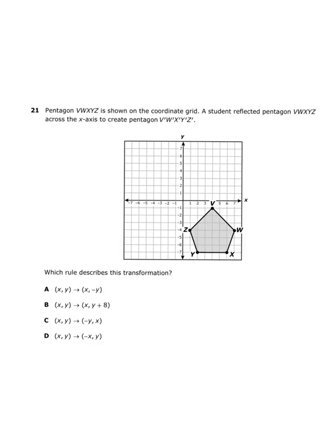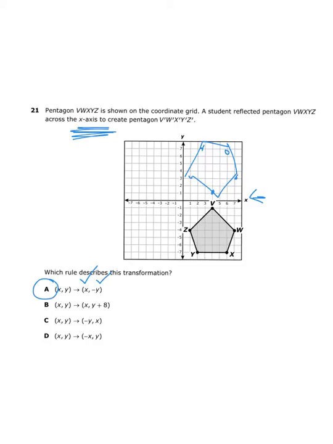Number 21. Pentagon VWXYZ is shown on the coordinate grid. A student reflected pentagon VWXYZ across the x-axis. So it's going to be reflected over here on this side. Something like that. This is going to be your reflection because it's reflecting over the x-axis. When that happens, all the x's are going to stay the same. All the y's are going to become the opposite.